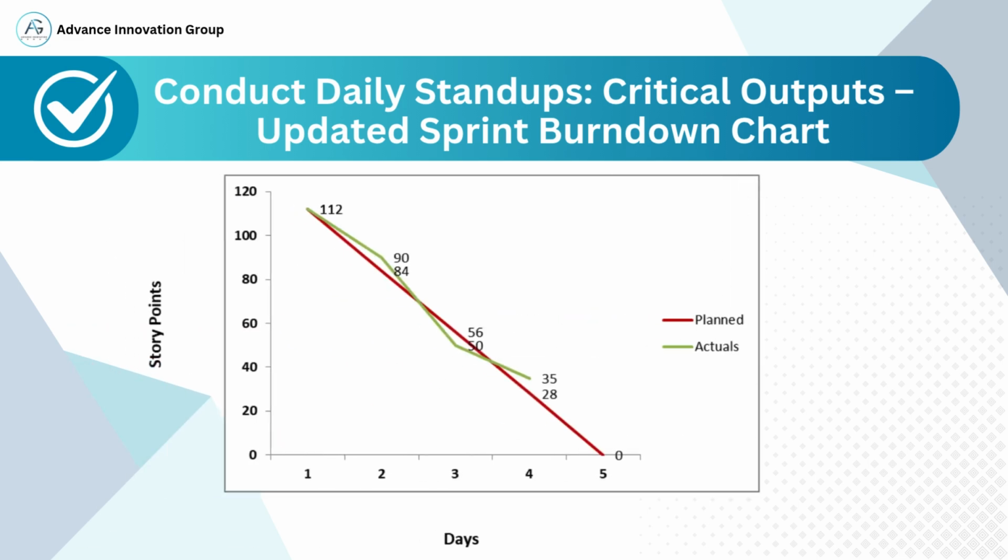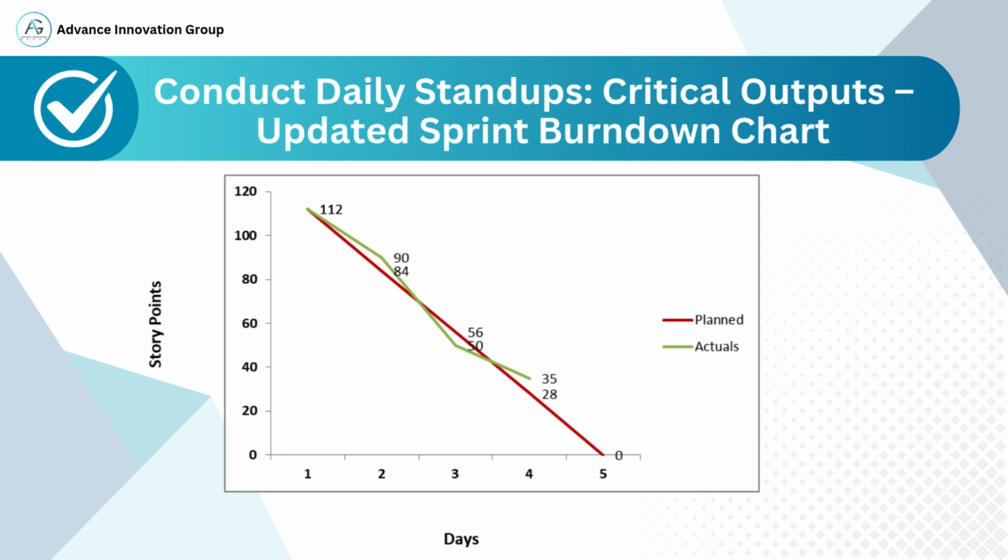This slide displays a sprint burn-down chart, which is a key output of daily stand-ups in Agile and Scrum frameworks. On the x-axis, we have the sprint days, ranging from 1 to 5. The y-axis shows story points, indicating the total effort or amount of work planned and remaining. The red line represents the planned progress. We start at 112 story points on day 1. The plan was to steadily reduce the points to reach 0 by day 5.